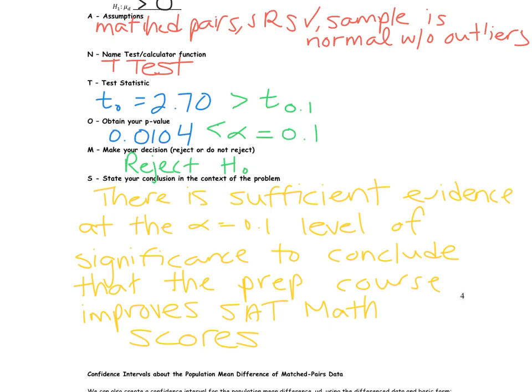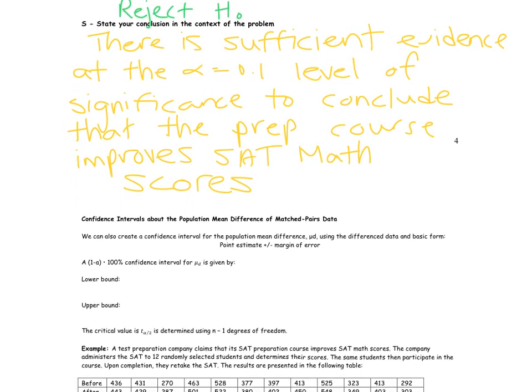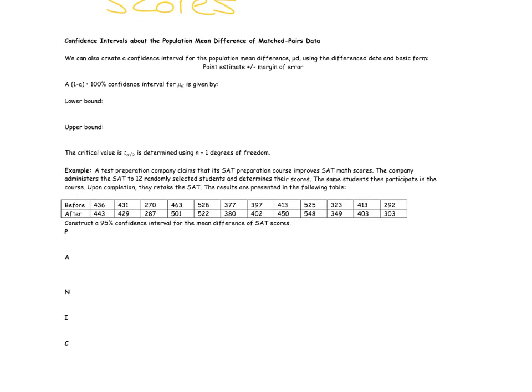All right, so let's continue on with our confidence intervals. So we're also going to be creating a confidence interval for the population mean difference, mu sub d. And again, it's always that same format. It's always the point estimate, which is d bar, plus or minus your margin of error. Right, so your point estimate is right in the middle, margin of error is on either side.